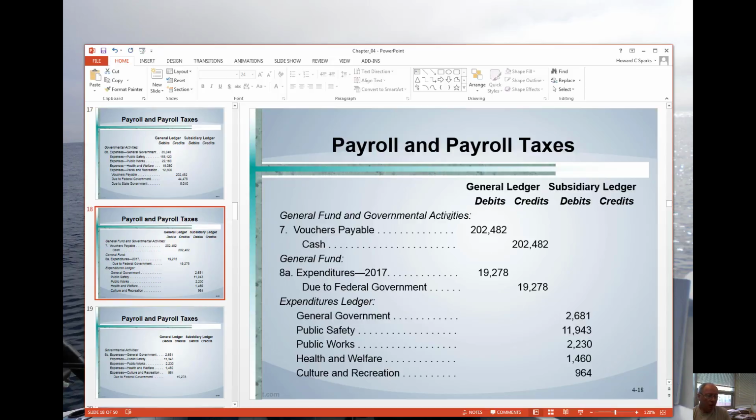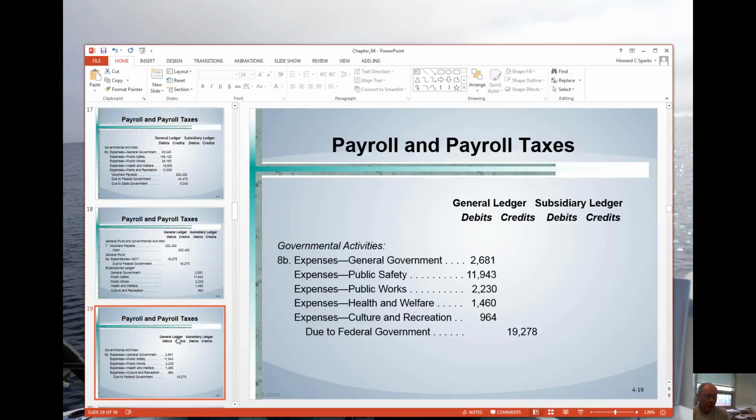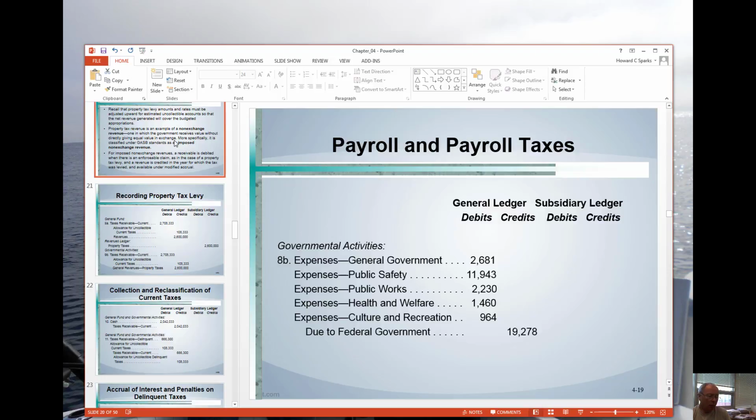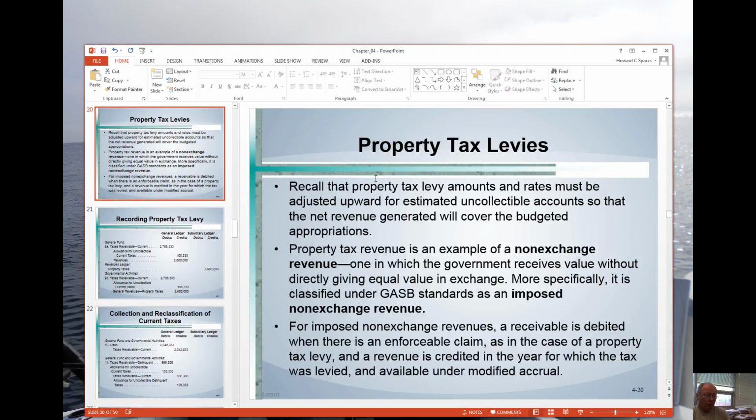And then here's our related payroll taxes. Here's where we're issuing checks, and then again we're recording the payroll expenditures, the employer share of those, and that's the increment here. And the parallel for government activities. I'm not going to do all 50 slides here, but I do want to go through and review some of these. And again, we've talked about property taxes already, but here's another more detailed example.